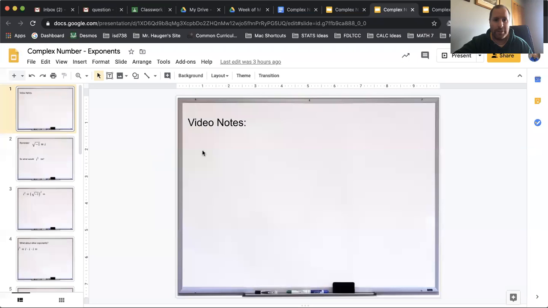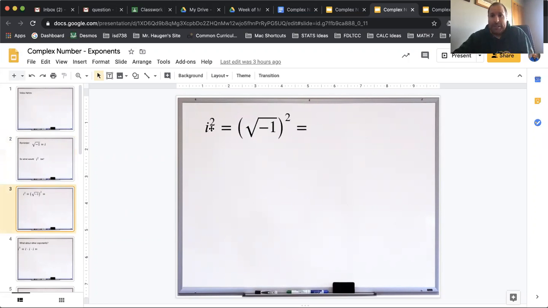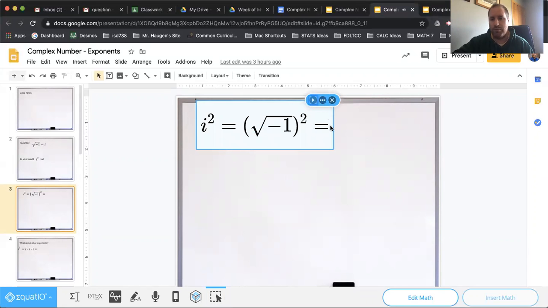A little reminder of what we had yesterday: the square root of -1 is i, that's that new number. So the next leading question is, what might i squared be? I've started that a little bit here. I squared, by definition, i is just the square root of -1. So when we square the square root of -1, you guys know that if we square something, that removes the square root. It just undoes the square root.